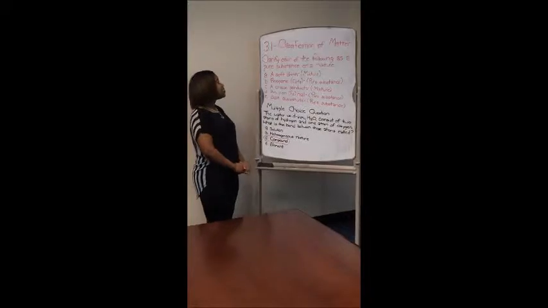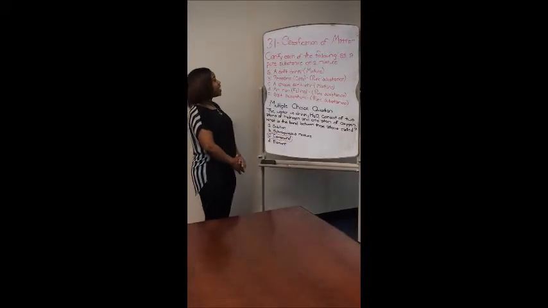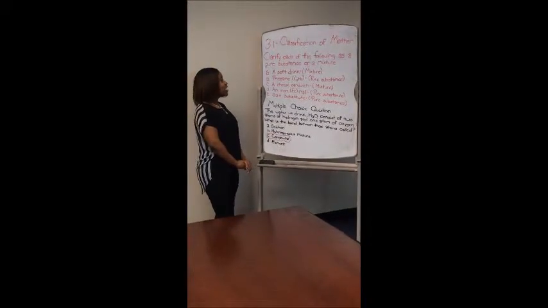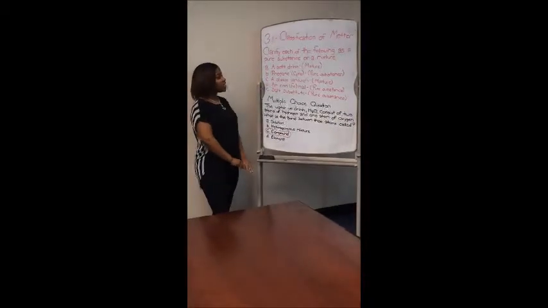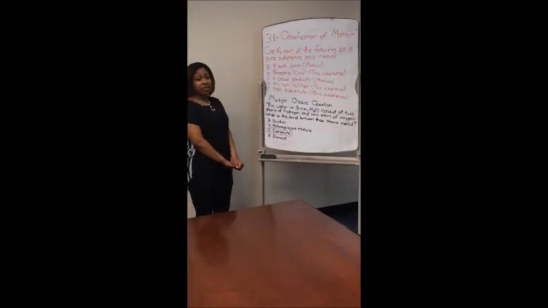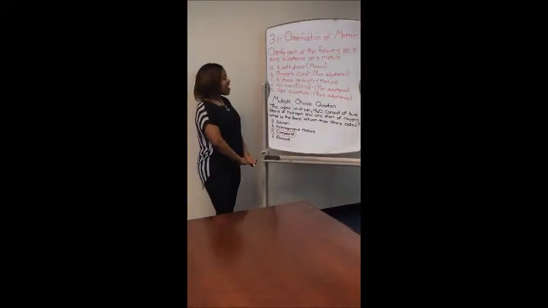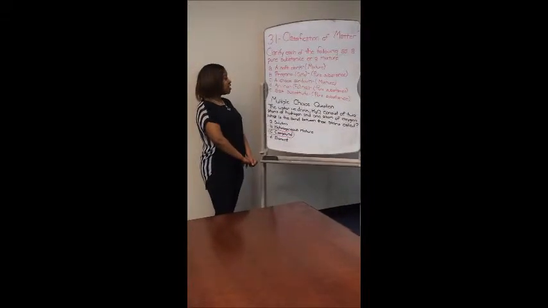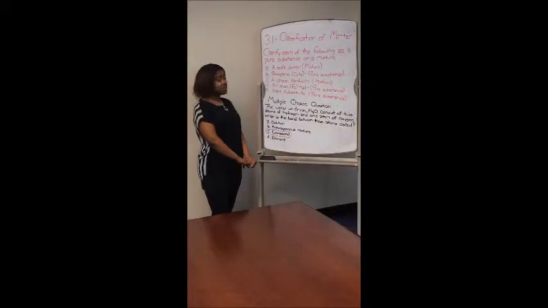Here we have a question. It reads, classify each of the following as a pure substance or a mixture. A is a soft drink, which is a mixture. B is propane, a pure substance. C is a cheese sandwich, a mixture. D is an iron nail, a pure substance. And E is a salt substitute, which is a pure substance.